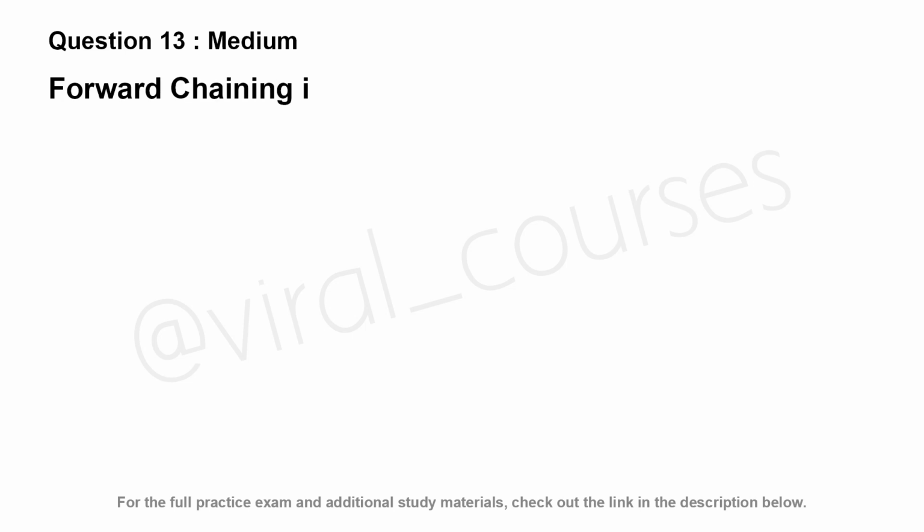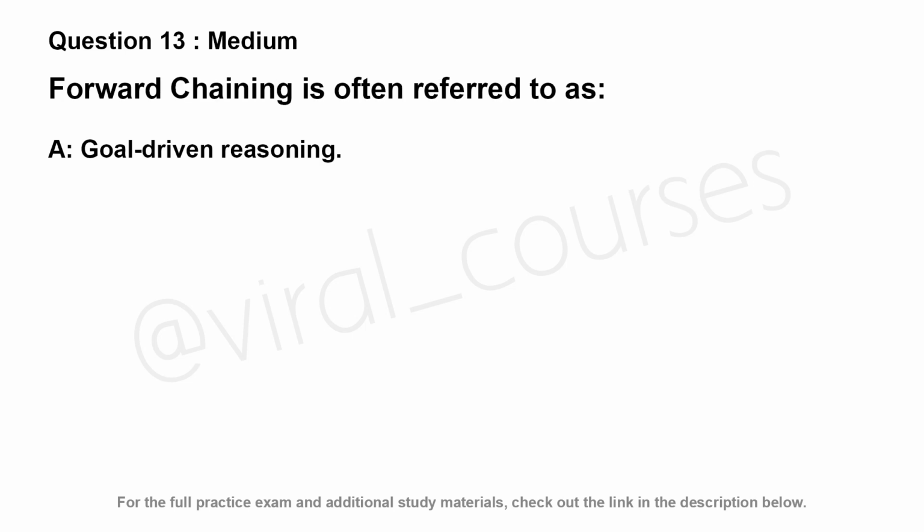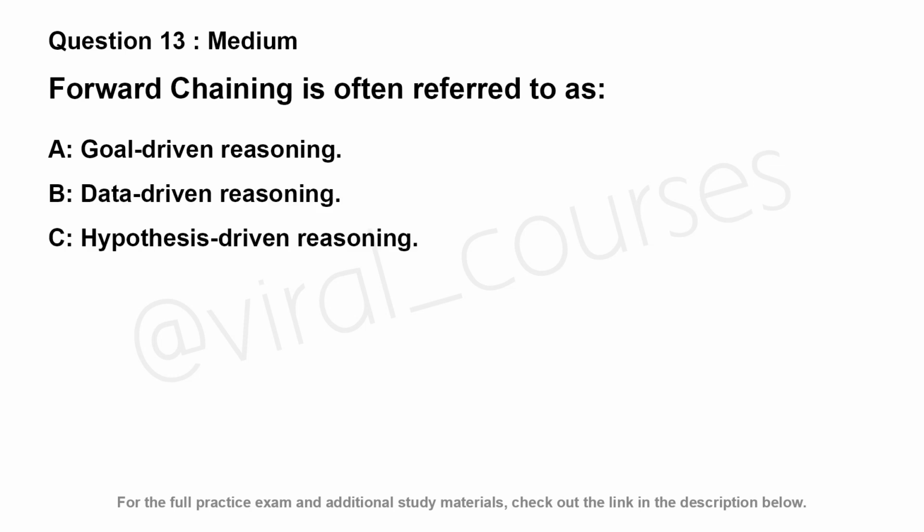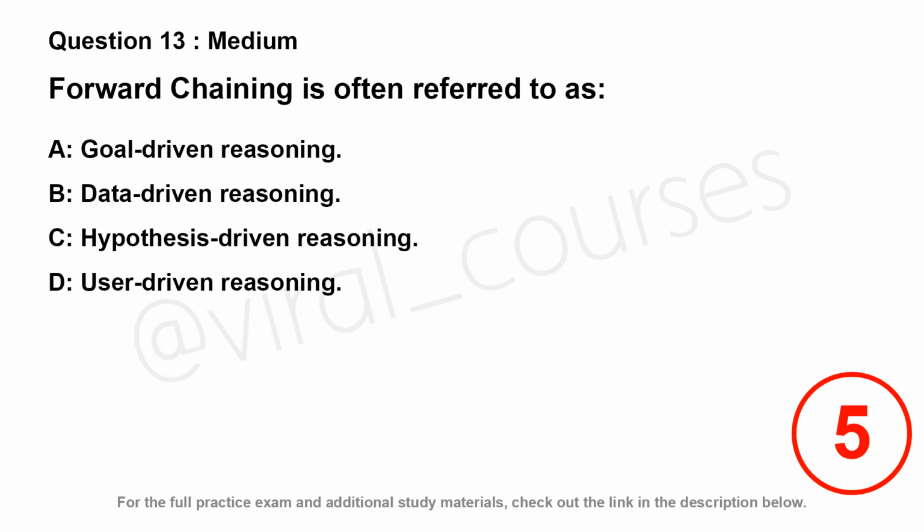Forward chaining is often referred to as: Option A. Goal-driven reasoning. Option B. Data-driven reasoning. Option C. Hypothesis-driven reasoning. Option D. User-driven reasoning.